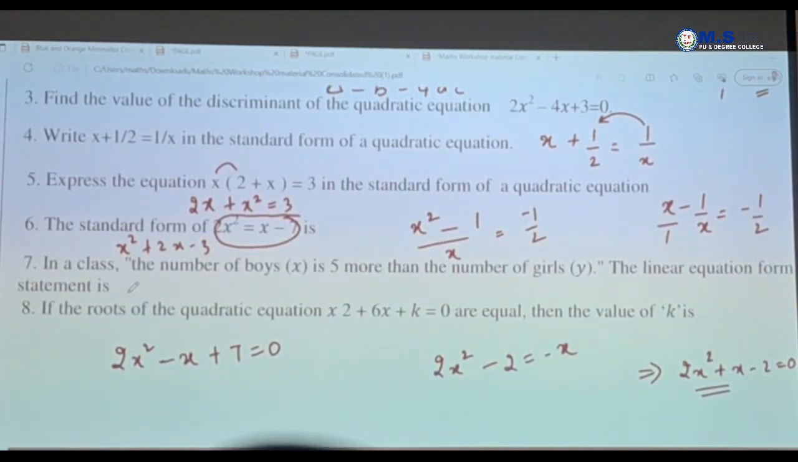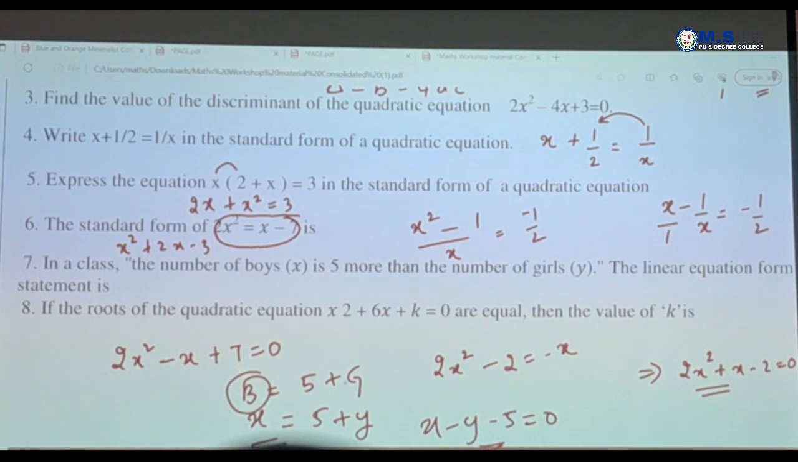Still this one. The number of boys x is 5 more than the number of girls. The linear equation is what? x minus y minus 5 equals 0. Number of boys equals 5 more than girls. Here consider the number of boys as x, number of girls as y. You should write it in the standard form.